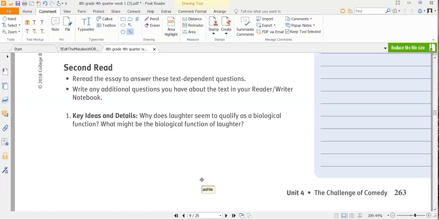And then after you answer that question, you should also answer what might be the biological function of laughter, meaning what about laughter helps our body in some way flourish or survive. And you might find those answers somewhere in the text that you just read, and if you do, I would like you to please cite that text, cite your answer, so that you can have support for what your answer is.